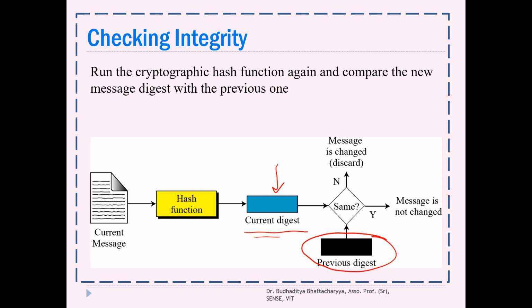So we will match and say whether it is matching. Just like in many web series, you will find a fingerprint matched with the crime. Same thing: we have a predefined data set, and from the data set we are matching the fingerprint. Here we have a previous image, which we are calling the digest, and we match it with the current image. If it is yes, then the message is not changed. If it is no, then the message is changed, so you have to discard it and go for a retransmission of the data.